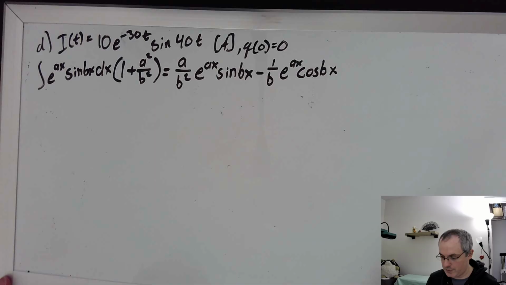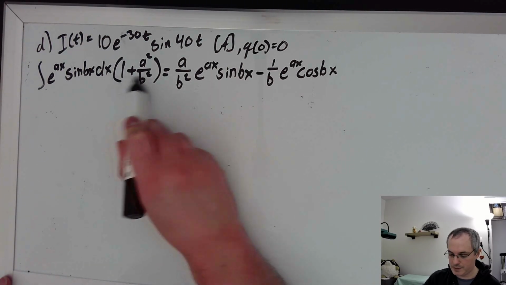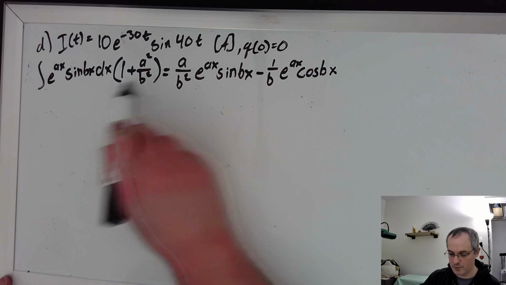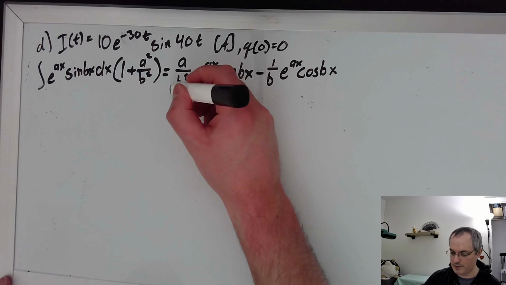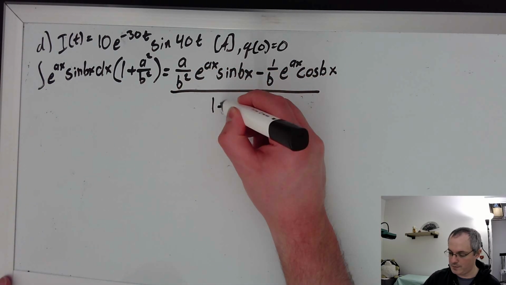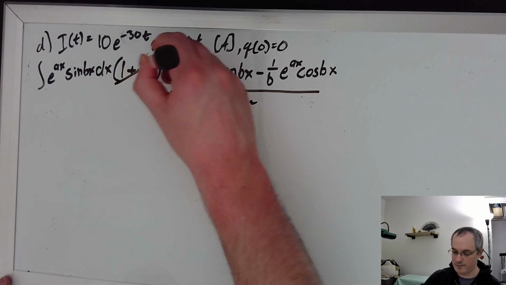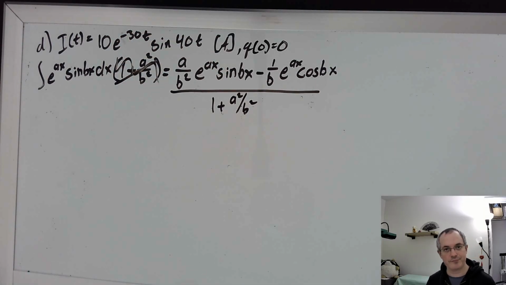Let's see. So this thing, we really just want the integral. So let's just do this: 1 plus a squared over b squared. And then we don't need that part. Floppy, but what are you going to do? Okay. All right, so what were we doing?